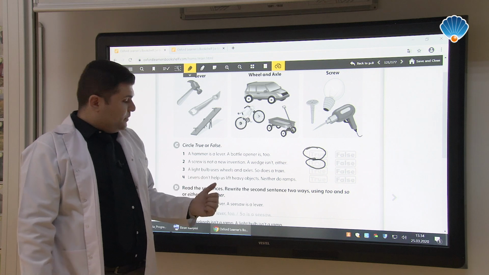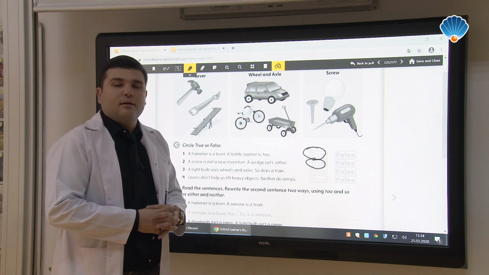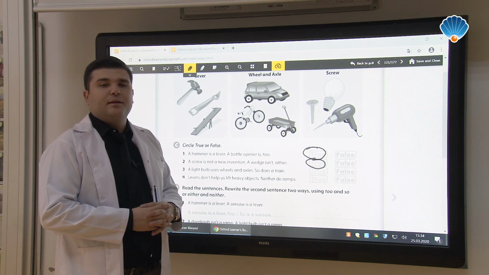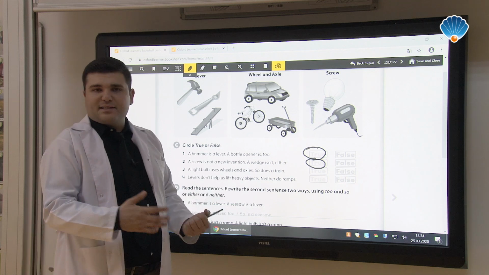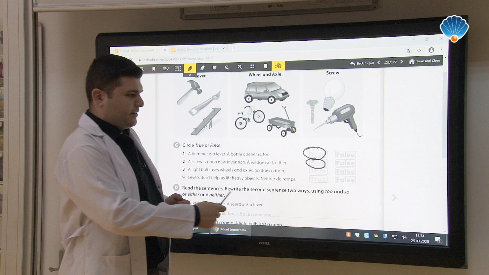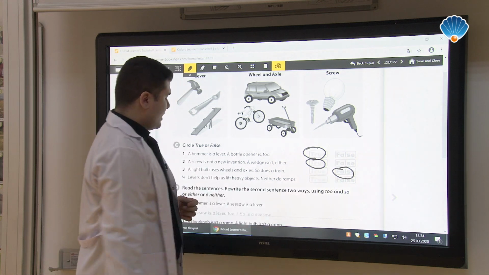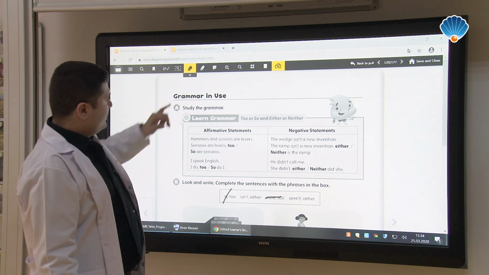A light bulb uses wheels and axles, so does a train. What's your answer? Of course it is false, because you cannot use wheels and axles for the light bulb and for the trains as well. It's a different thing. Okay, false.